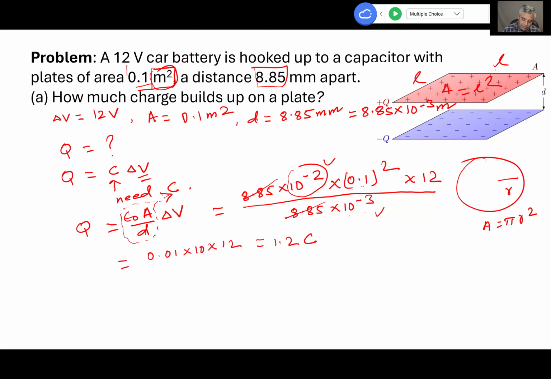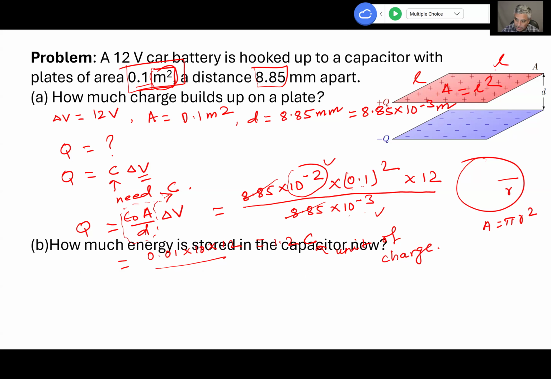The 0.1 square meter is also a large area. I think that helps. Okay. So you want to double check this. Coulomb is the unit of charge. Okay, so that is just part A. There is part B. Hopefully you already got that.